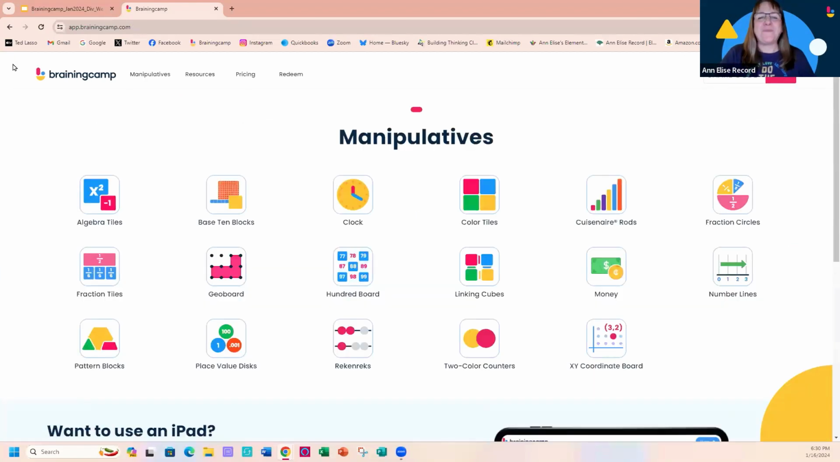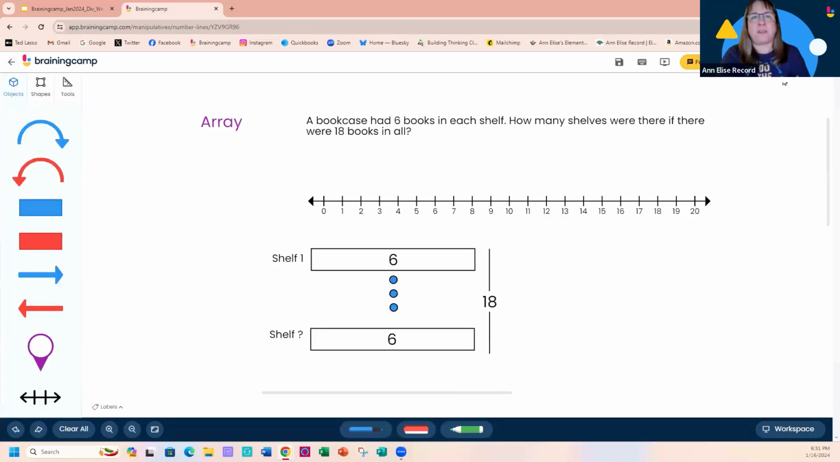All right, so that was arrays. And now I'm going to show you again an array, but now the number in each row will be known, but the number of rows will be unknown. This is that measurement that goes along with the quotative division, where I know the size of the group. Now I'm in the number line app. So we're going to be moving now into the skip counting world, right?